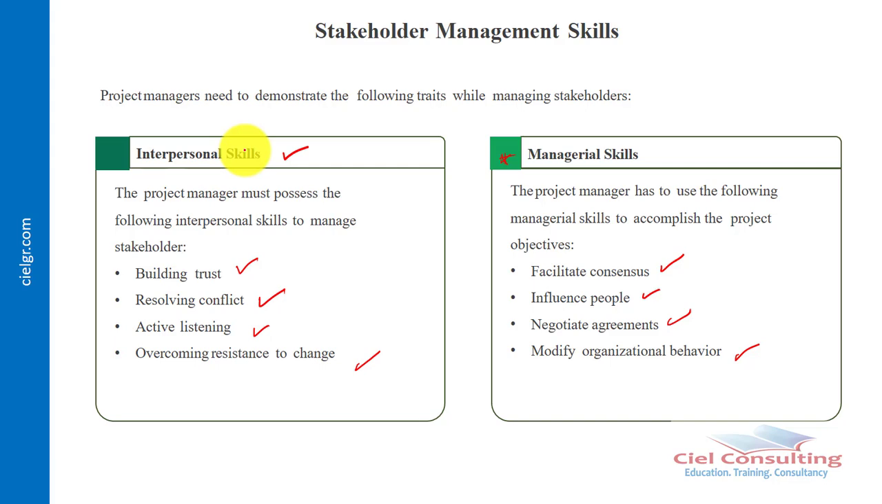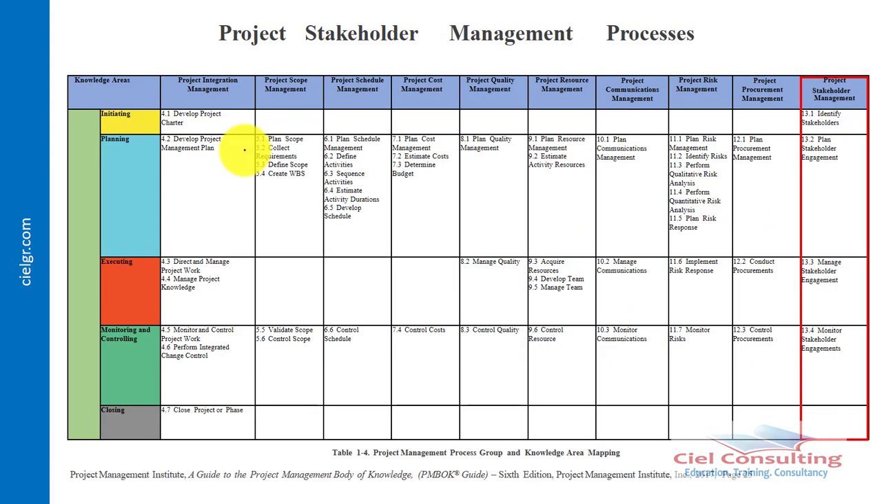So we're in the very last knowledge area, which is project stakeholders management, and here we're going to be taking a look at 4 processes. So the 4 processes we have under project stakeholders management are: we have the identify stakeholders, we have the plan stakeholder engagement, we have the manage stakeholder engagement, and then also the monitor stakeholder engagement. So those are the 4 processes that we have under project stakeholders management.